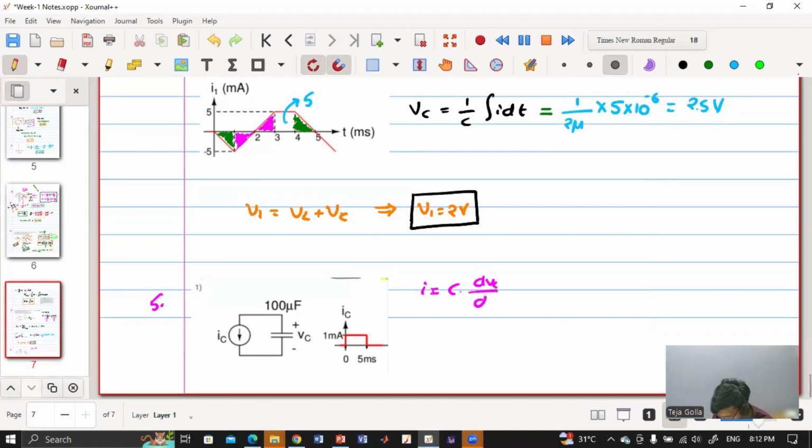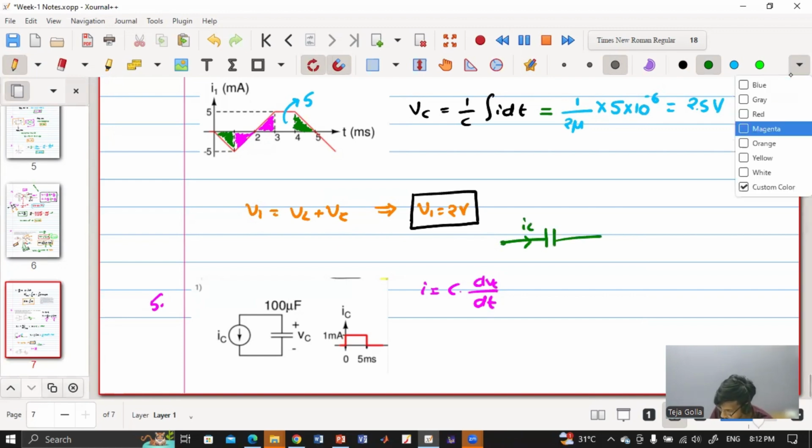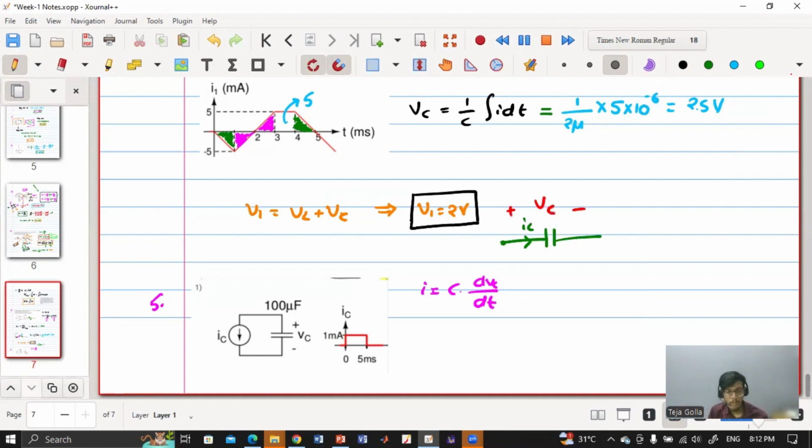dVC by dt. But one thing you should keep in mind, that if this is IC, then this is the polarity of VC, right? Agree? But here they are opposite. So you have to keep a minus sign, because if this is the current, then this is the polarity, but they are opposite. So there will be one minus sign. Okay. Now from this I will do VC is equals to 1 by C into integral I dt with a minus sign. Agree? Whoever has asked this question.